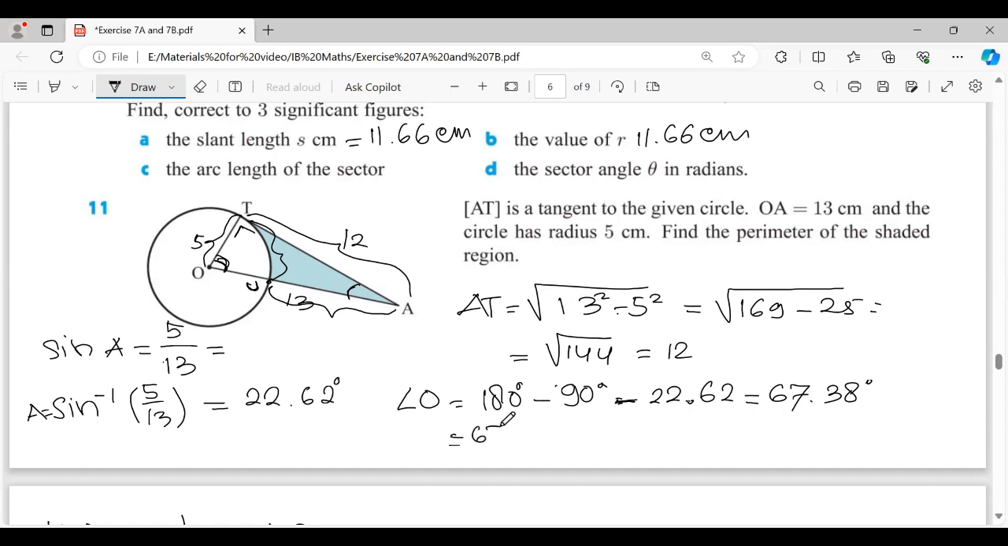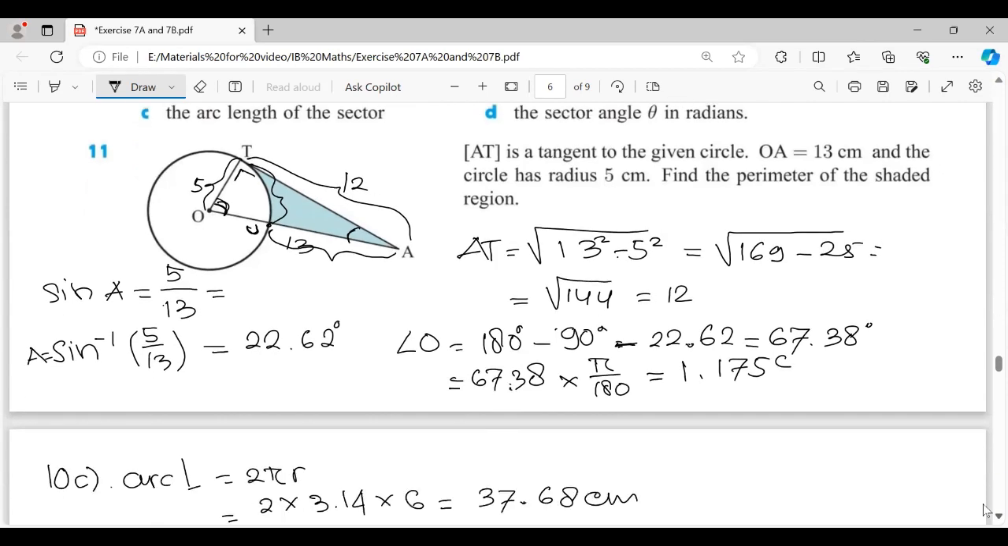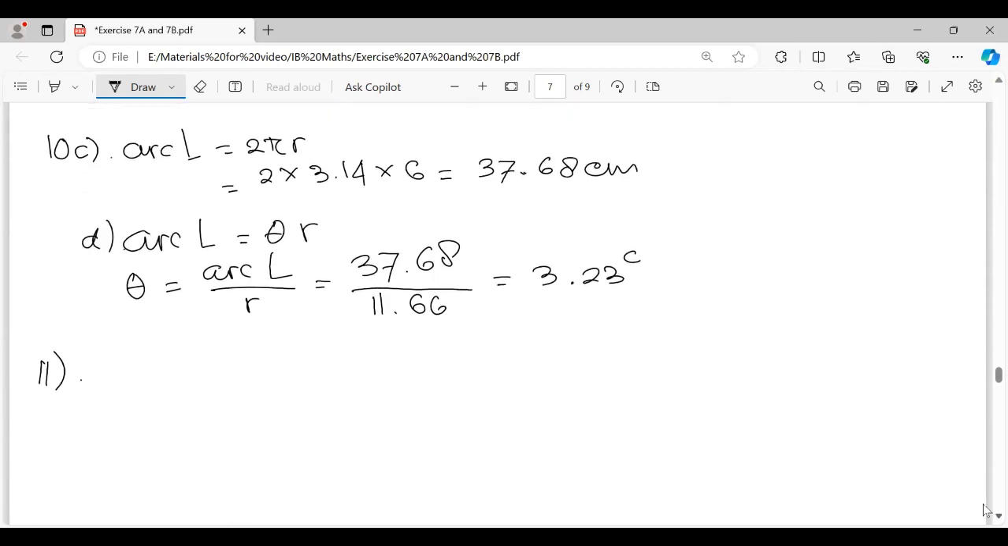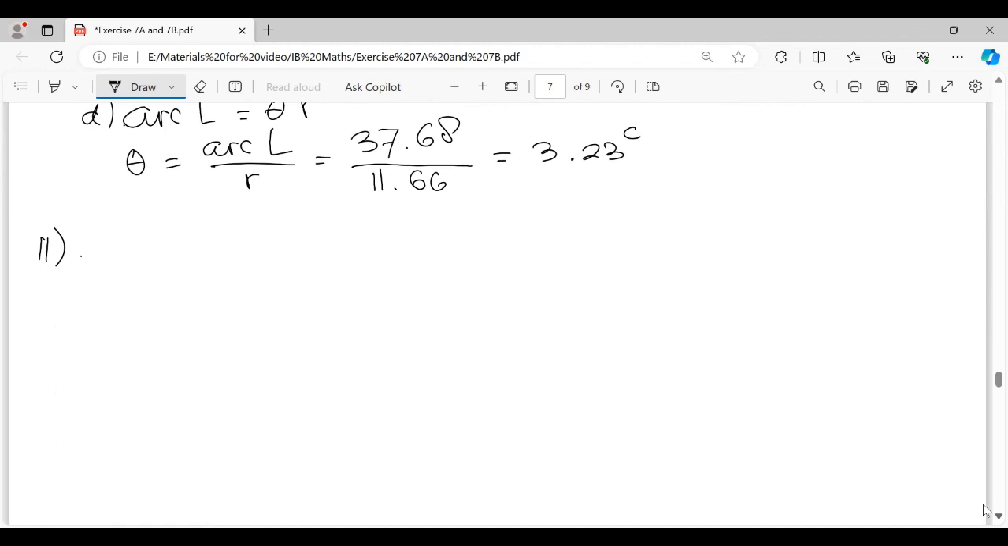67.38 we're going to convert to radians. So 67.38 times pi over 180 equals 1.175 radians. Okay, after that, we move to the space. Okay.